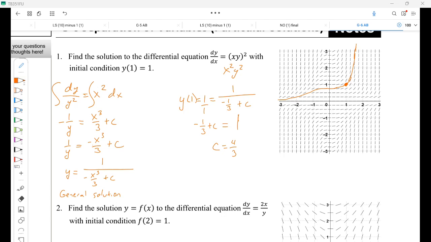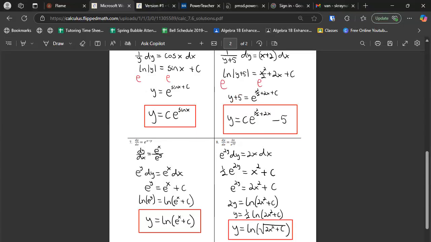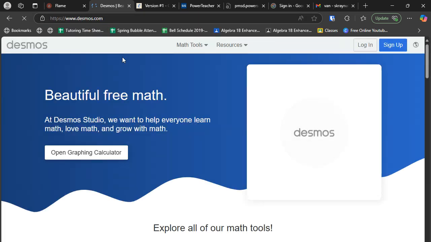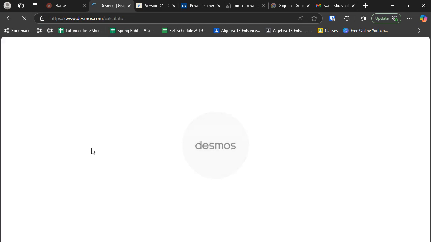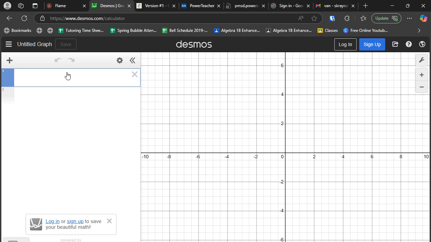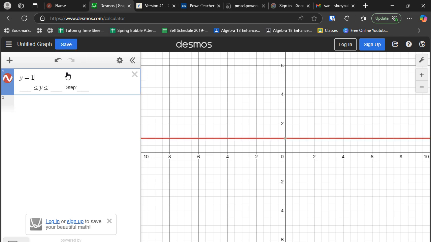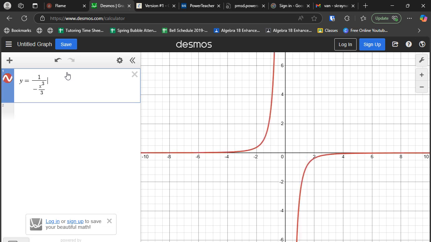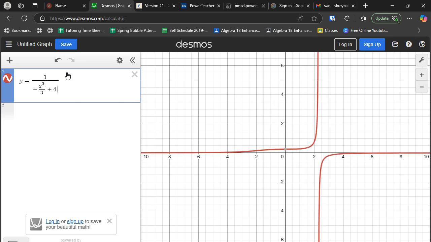All right, let's see what this curve looks like. I'm cautiously optimistic. That negative sign is worrying me a bit, but we'll see. Desmos. Y equals 1 over negative x cubed over 3 plus 4/3. Cool. Yeah, that sure looks like it, doesn't it?